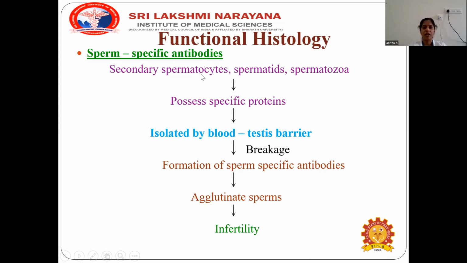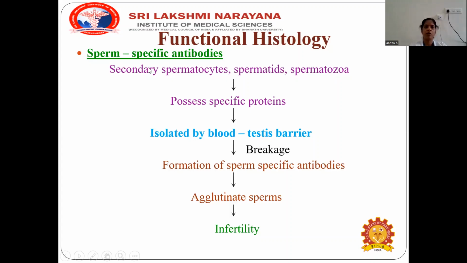So you know the secondary spermatocytes, spermatids, spermatozoa. These three are considered foreign particles because they possess specific proteins. These proteins are considered foreign to the body. If something is considered foreign to the body, our immune system wants to fight against that. So it will produce antibodies. If antibodies are produced against the sperms, what will happen? The sperm will agglutinate. If sperm agglutinate, it won't function. It will result in infertility.